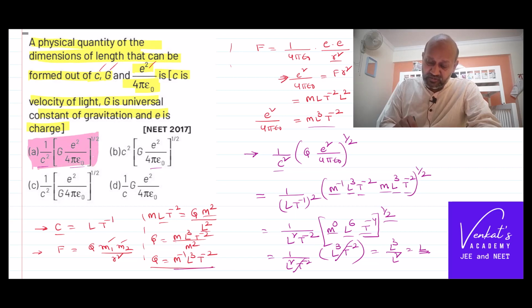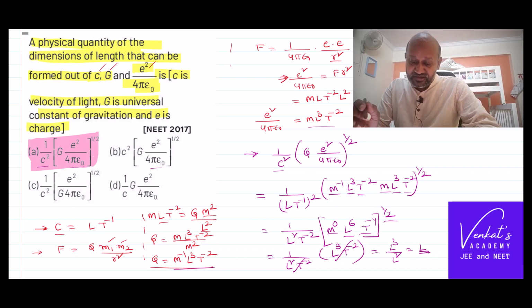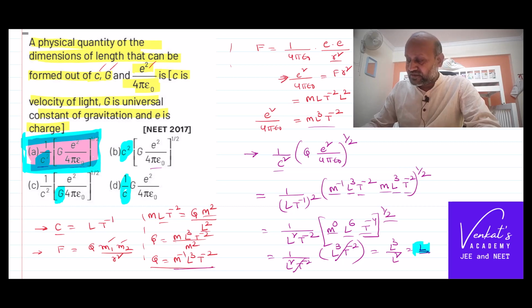So, I need not worry about the other options if the first option is already the right answer, because the second options are different. See, this is c square in the numerator, whereas in the first option it is in the denominator. So, it is not going to give you the length. And this is G in the denominator, this is not going to give the length. Here there is no c square, it is not going to give you the length. So, the first option only is going to give you the dimensions of length. That is how we solve the problem.